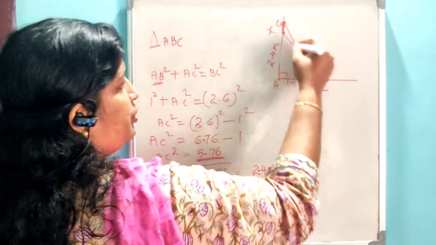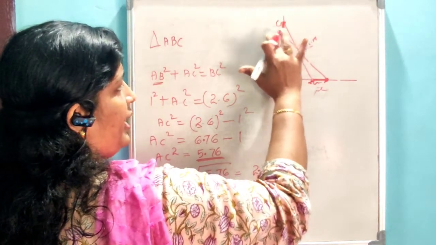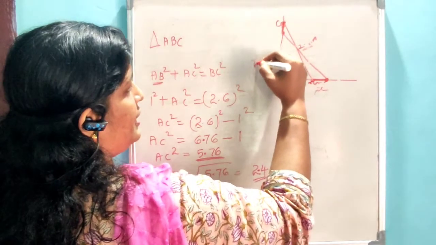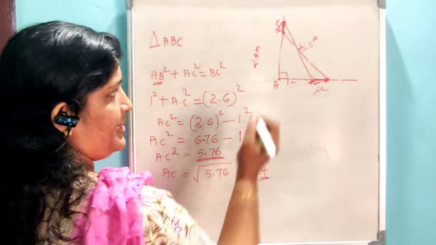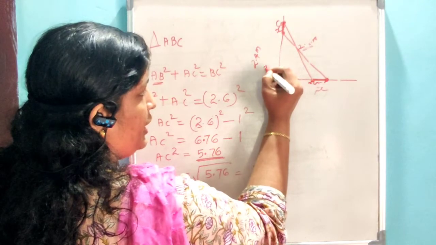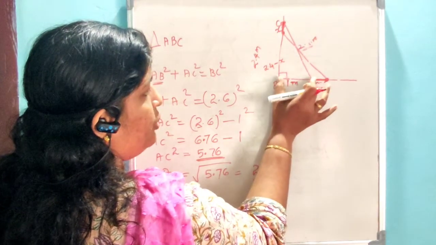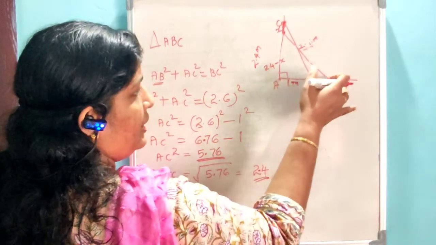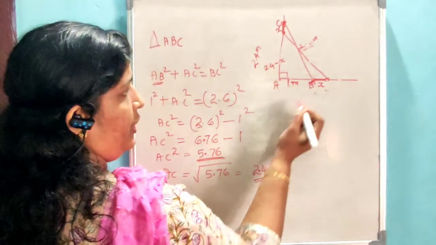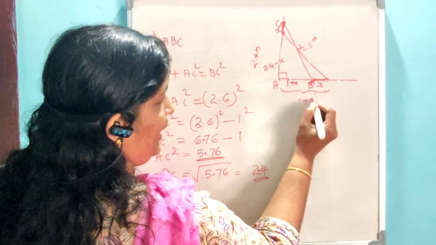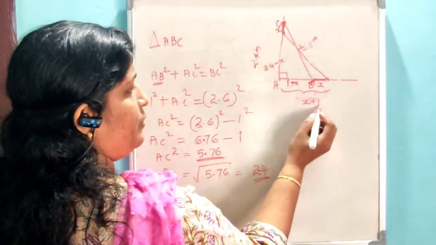Then here we have a new triangle. What about the sides of that triangle? This AC is equal to 2.4 meter and this length is equal to x. Then this length is equal to 2.4 minus x. And this AB is equal to 1 meter, and this length is x more than 1, that is 1 plus x or x plus 1.